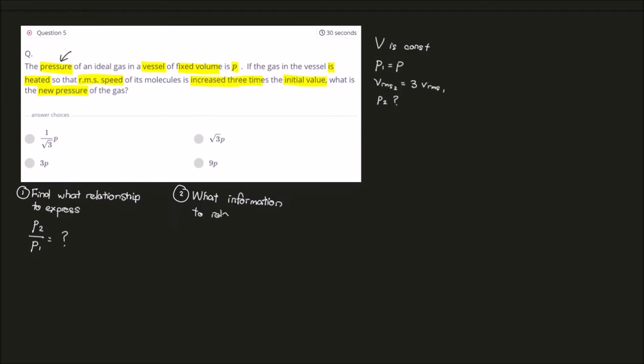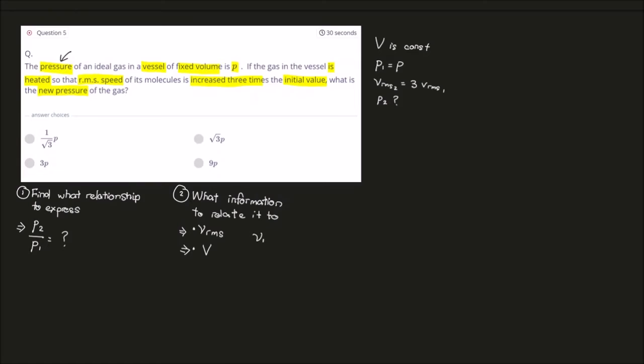You know you are finding the relationship between pressure, but of course there is other info given to you. Some other info given to you is VRMS, and the volume, which is constant. Later on, you need to relate the pressure to these two things, which are VRMS and the volume. So let's try to figure out how to relate these together.